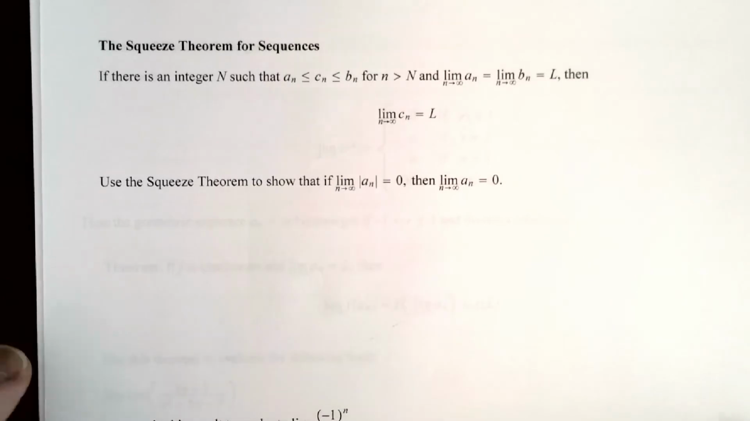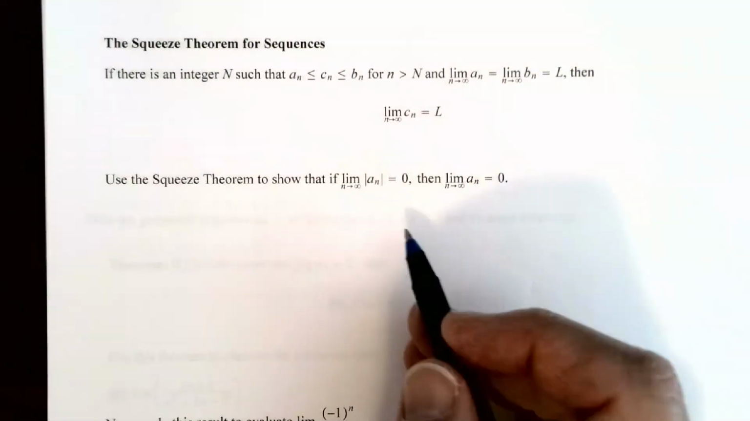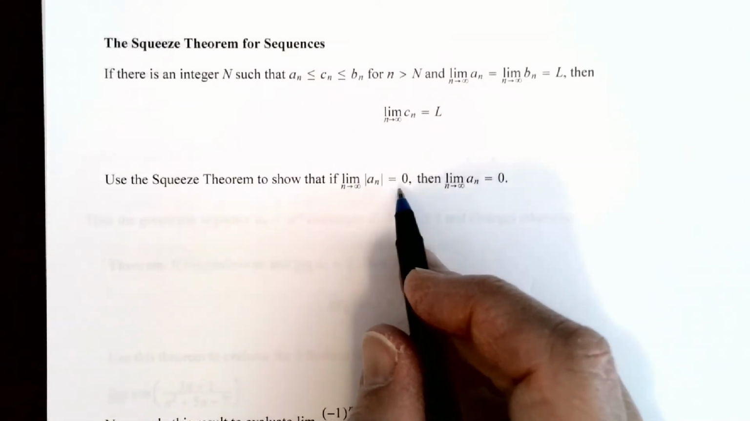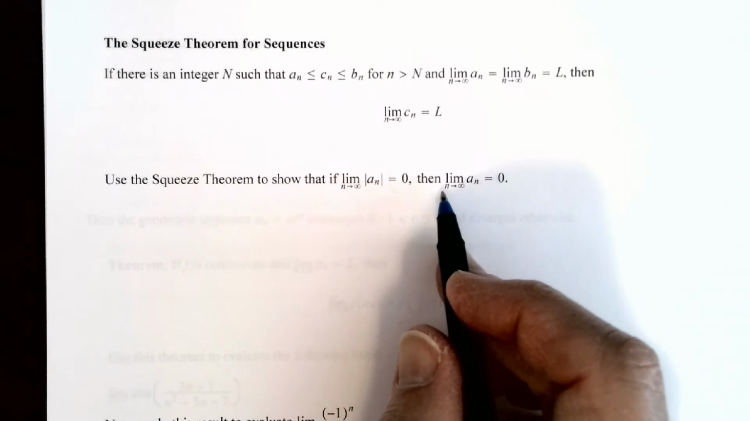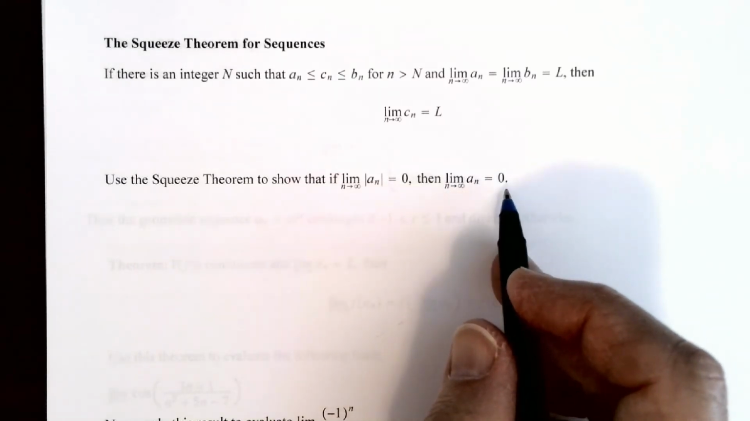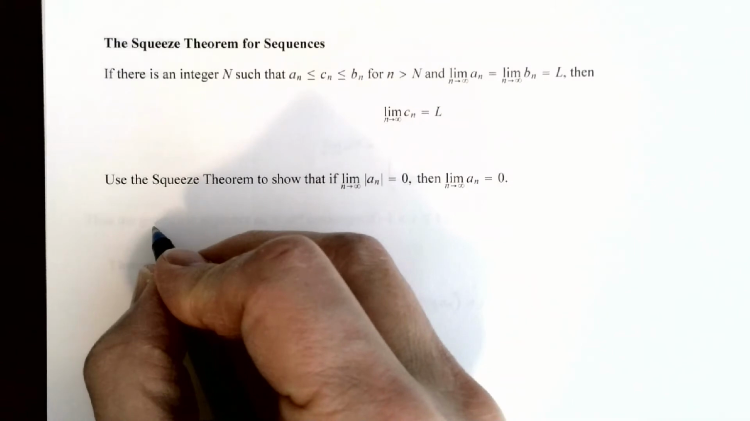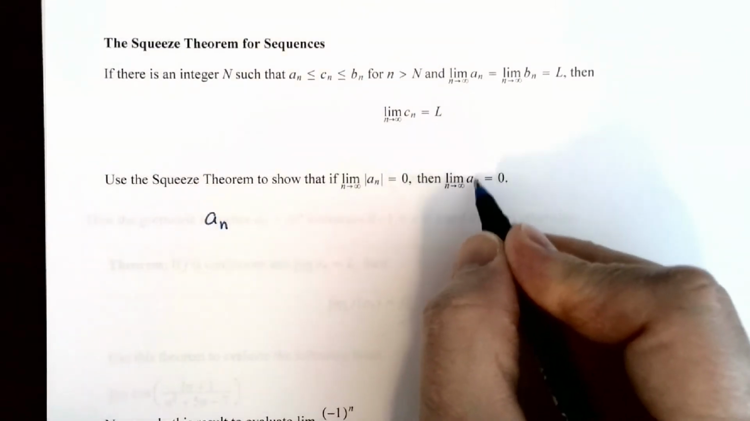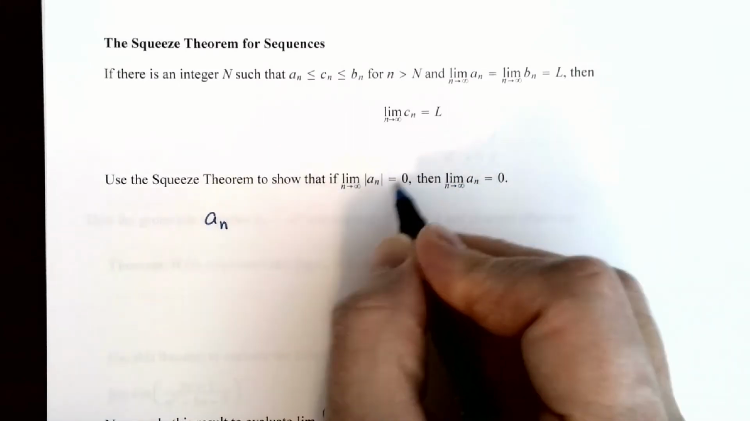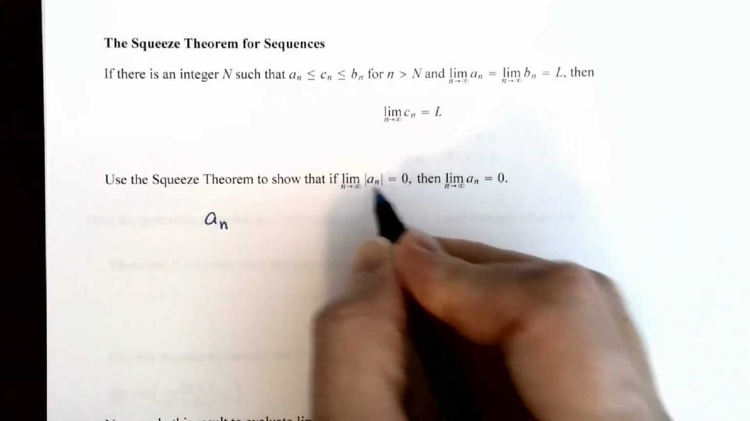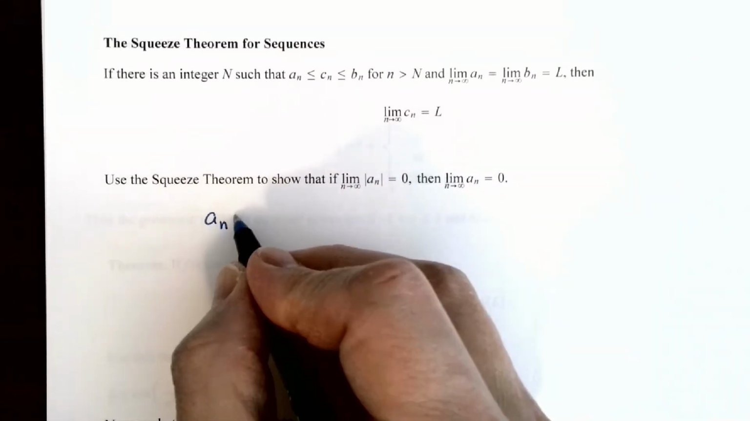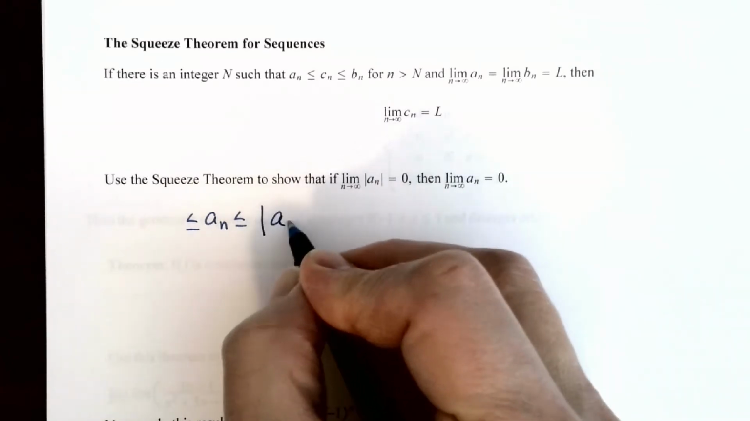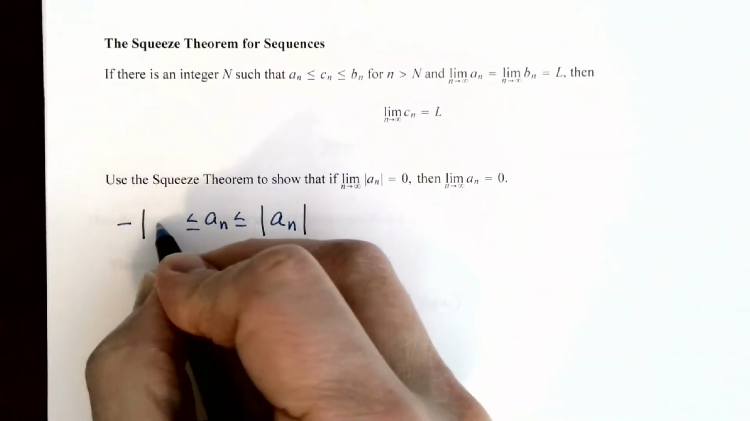Now I'm going to use the squeeze theorem to show the following. If the limit as n goes to infinity of the absolute value of the terms in the sequence is zero, then the limit as n goes to infinity of the A sub n's is zero. Let me prove this first. What I'm going to start with is A sub n, the sequence we're trying to show is equal to zero, given that this sequence is zero. So if this is true, I'm trying to show this is true. I'm going to squeeze A sub n between two sequences, and here are the sequences I'm going to squeeze it between: that sequence and this sequence.